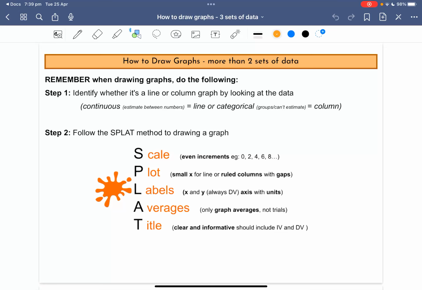Hi guys, in this video we're going to learn how to draw graphs when we have more than two sets of data, because we've been mainly working with two sets. So remember, the first step is always going to remain the same.